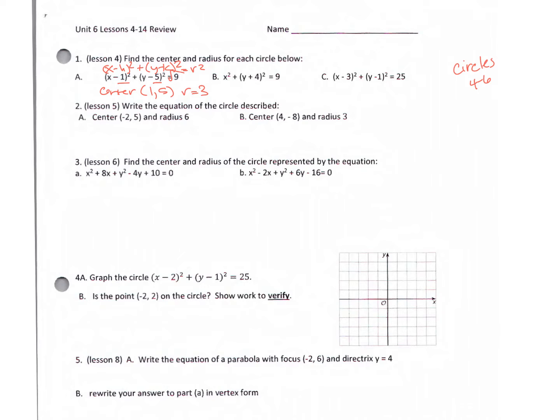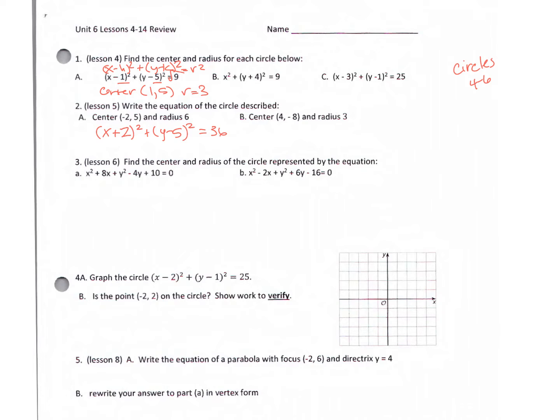For the second one, I want to write the equation. So it would be x minus my h, which would actually be x plus 2, because a minus negative 2 would give me a plus 2, plus y minus 5 squared, and then my radius squared would be 6 squared or 36.